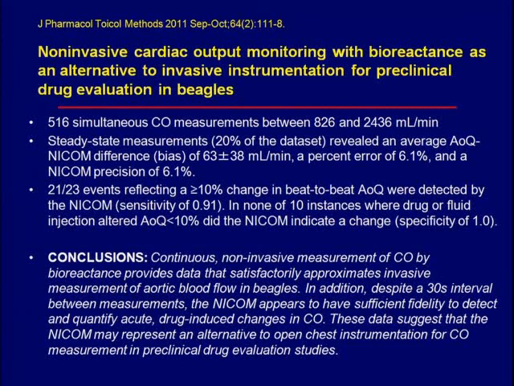And this is a paper that we published just this last year, which described the use as a non-invasive alternative to open chest monitoring in these drug development protocols. And it found that it was actually quite precise and quite accurate, and we could track changes in blood flow that we traditionally had used with open chest instrumentation.